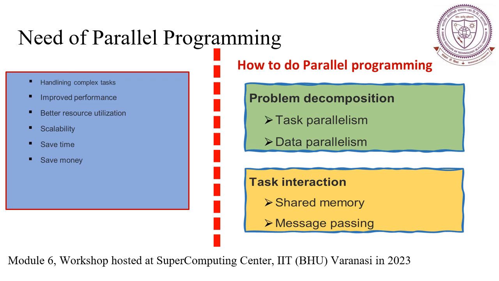Now we will see what is the need of parallel programming. In the world of computer science and software development, the need for parallel programming has become increasingly evident. As our technology landscape continues to evolve, the demand for handling complex tasks efficiently has grown. Parallel programming, simply put, involves breaking down a large problem into smaller and more manageable tasks that can be executed simultaneously. By leveraging the power of multiple processing units or cores, parallel programming allows for the execution of these tasks concurrently, which leads to a multitude of benefits.